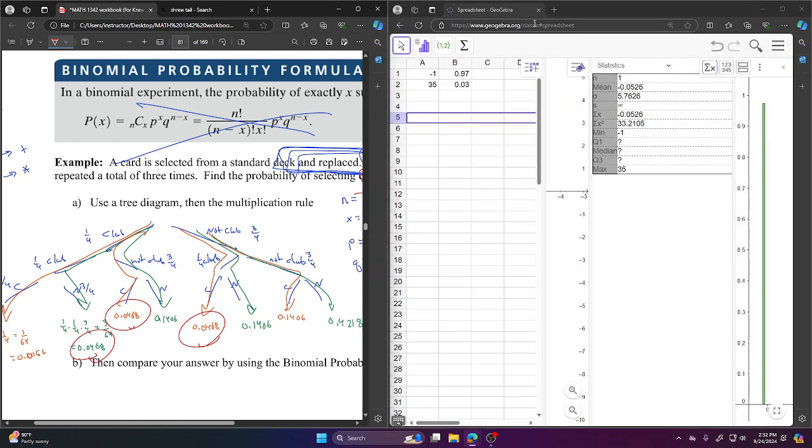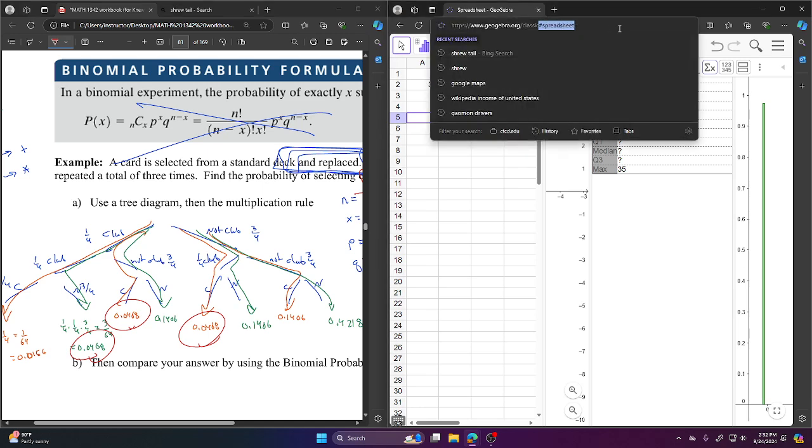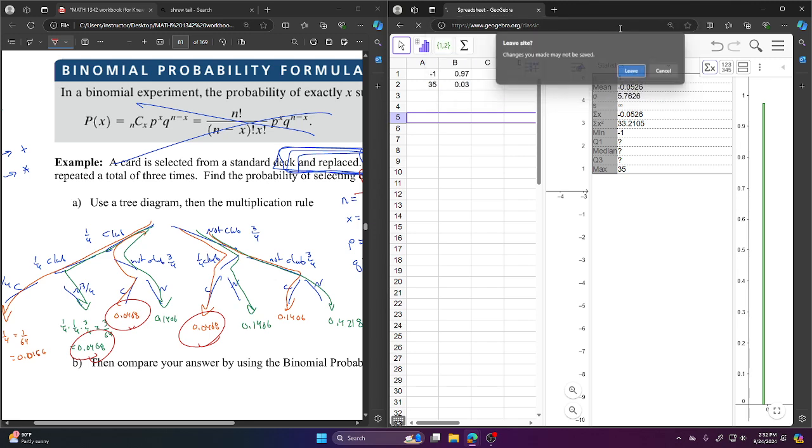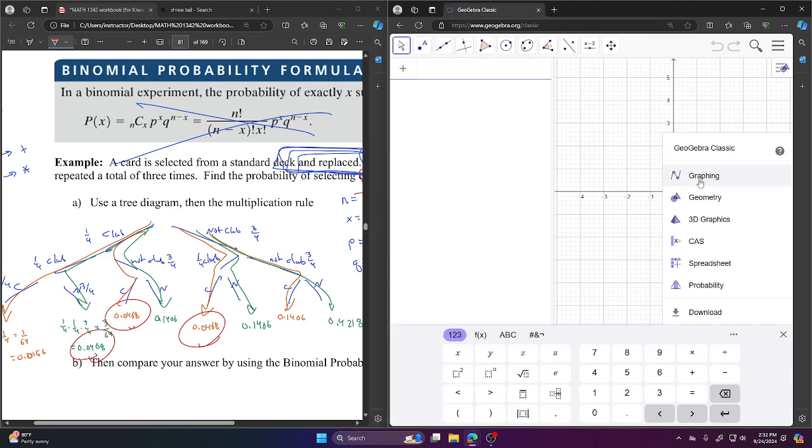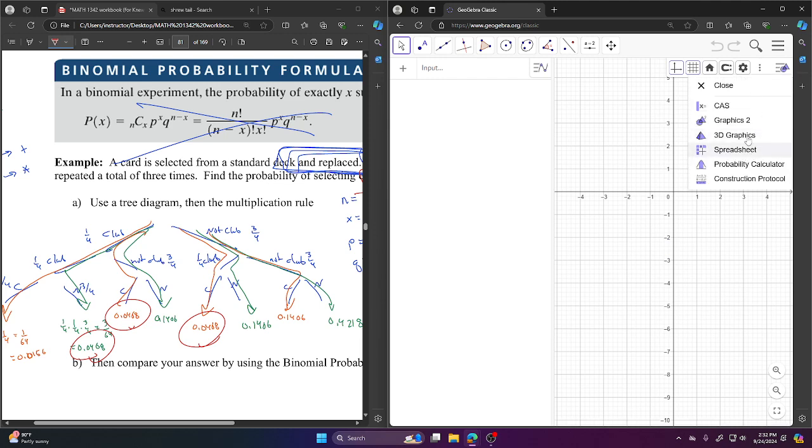So I need to get back to what I was doing because we're not doing the spreadsheet anymore. So I don't know if you want to go back to classic or if you want to just click one of these little buttons over here that pulls up all the different options. Okay. But we're not doing spreadsheet. We need to do probability calculator. Okay. This is the new thing.